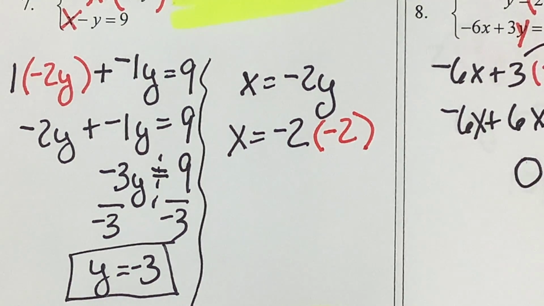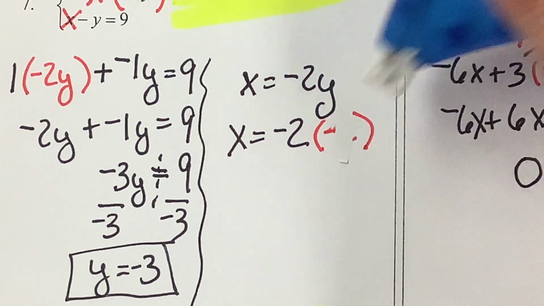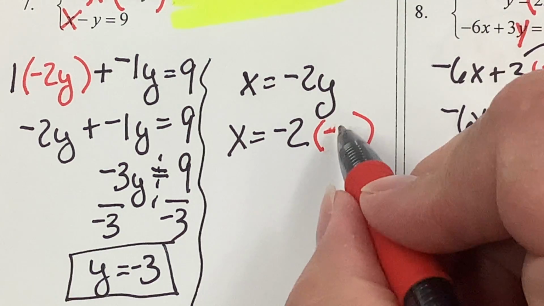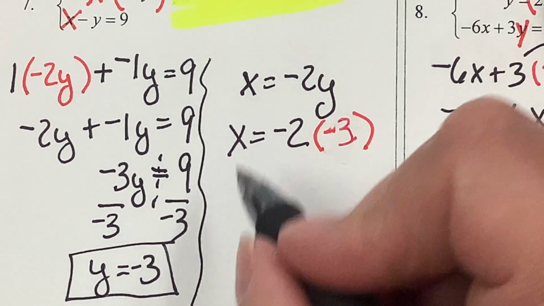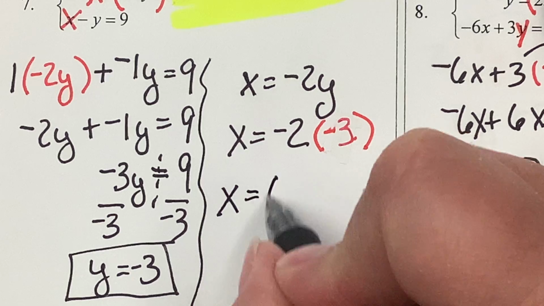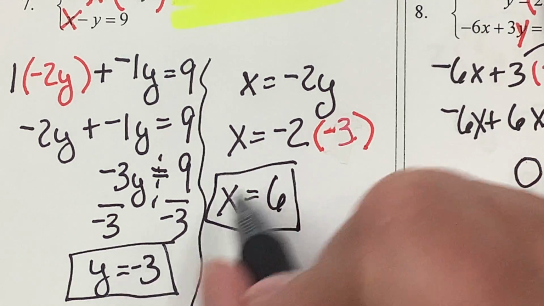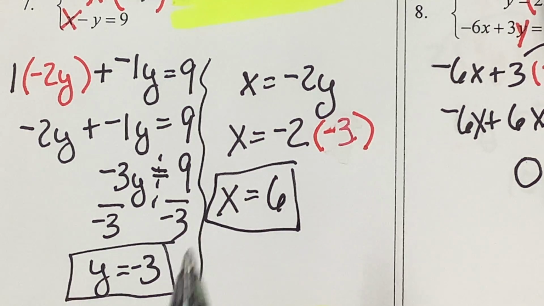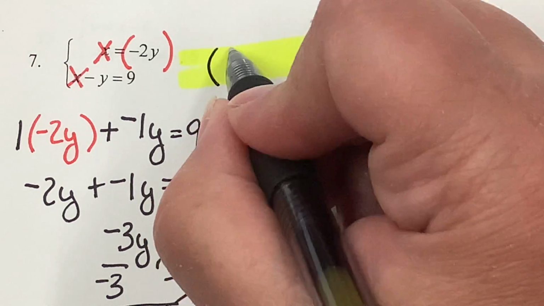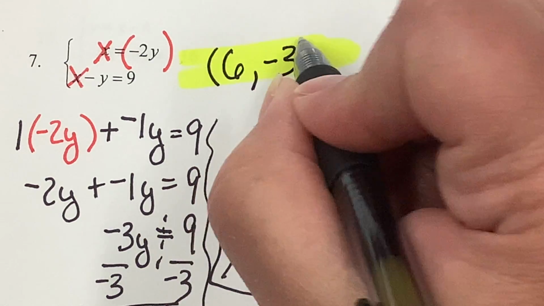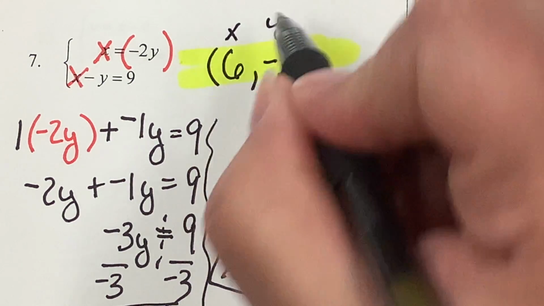And look at me, I already made a mistake. Darn, it's a good thing I was paying attention. If I wasn't paying attention, I would have made a mistake. Negative 3. Negative times negative is positive. 2 times 3 is 6. Now, my other big mistake. Sometimes I put them in the wrong order. I have to make sure that x goes first. So it's 6 comma negative 3. In parentheses, x before y.